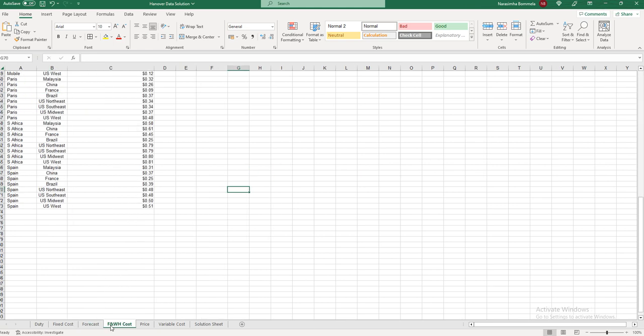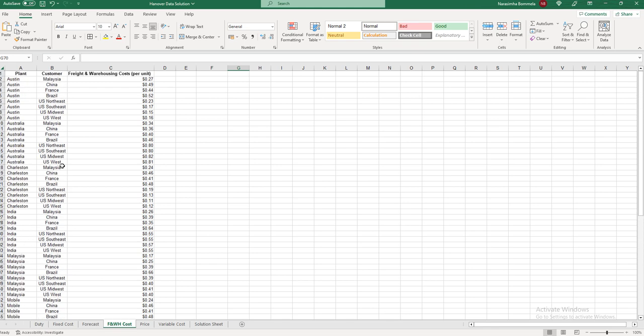And then we have details regarding the product that is sold, in freight and warehousing costs related to each unit that we sell. When we are manufacturing in Austin and selling it to Malaysia, the freight and warehouse cost for each unit that is sold is 0.27. This is also considered as cost. This is all briefing.